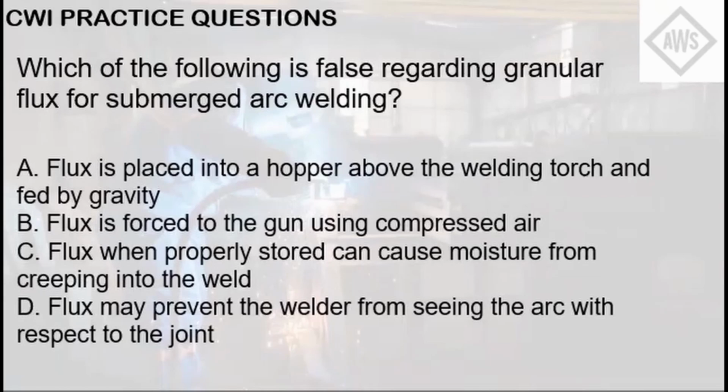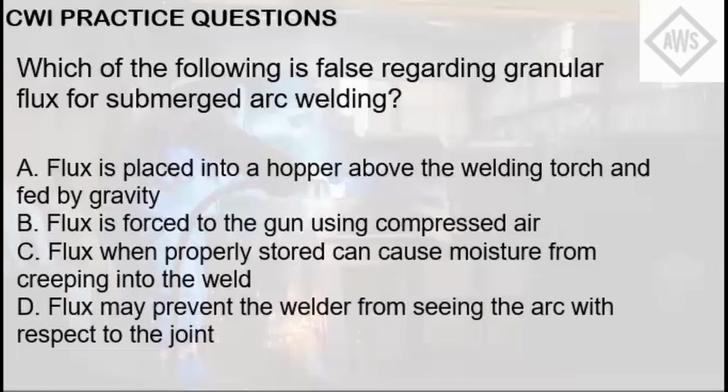So let's run through the choices here. Flux is placed into a hopper above the welding torch and fed by gravity. This is true because the flux is fed into the hopper above the welding gun, and as it falls through the hopper, it falls down to the weld arc itself, or the base metal to be joined. So it just falls by gravity. Flux is forced to the gun using compressed air, so that is true as well. For it to be loaded into the welding gun, the machine uses compressed air.